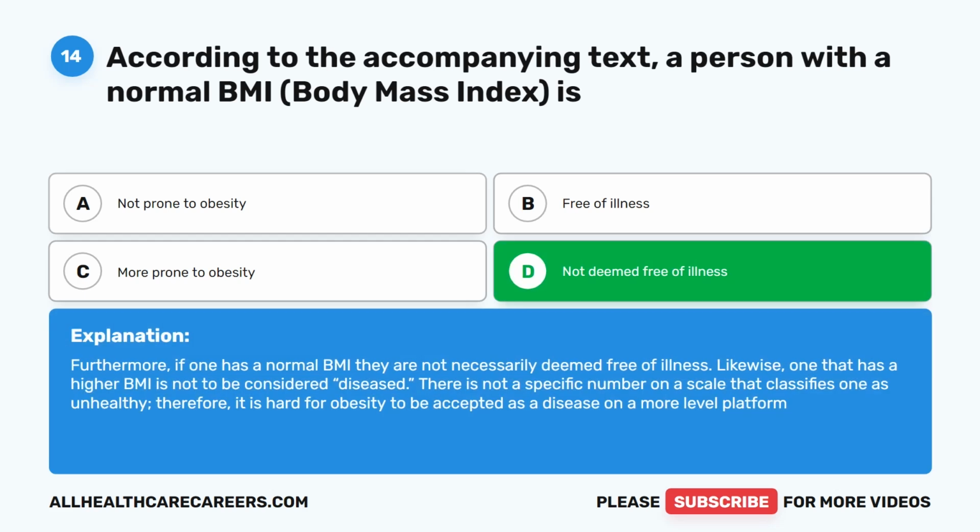Furthermore, if one has a normal BMI, they are not necessarily deemed free of illness. Likewise, one that has a higher BMI is not to be considered diseased. There is not a specific number on a scale that classifies one as unhealthy. Therefore, it is hard for obesity to be accepted as a disease on a more level platform.